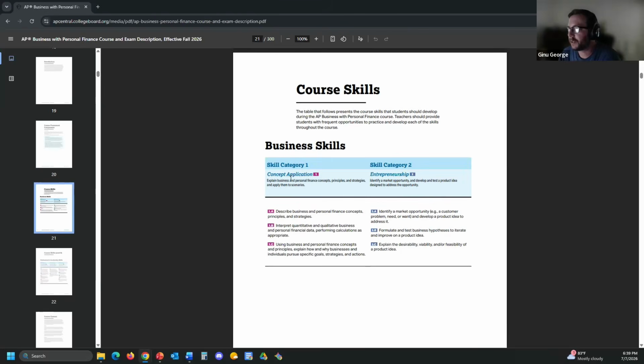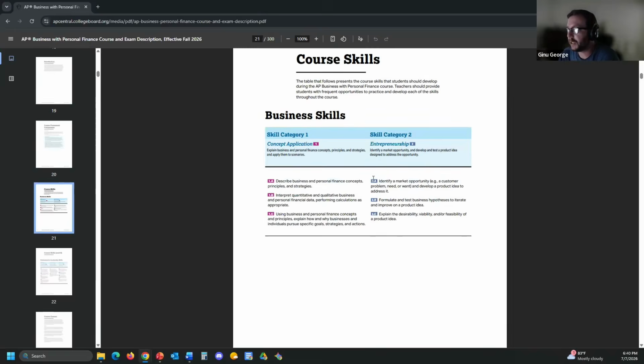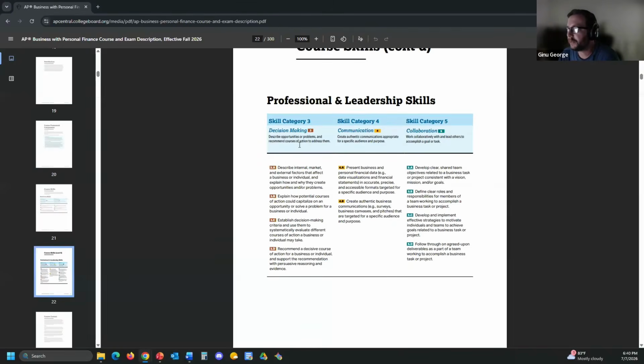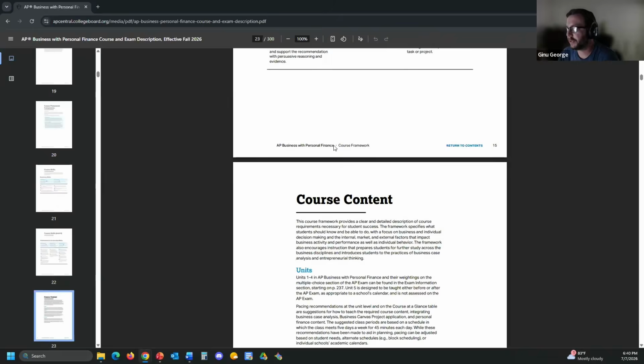There's these various skills, right? The core skills, so business skills. Part of that is, how do you apply a concept, right? Your own idea, in this case, the business that you would create. Entrepreneurship is part of that. Decision making and communication and collaboration. So all these things related to business.